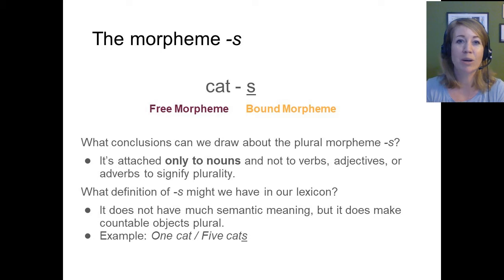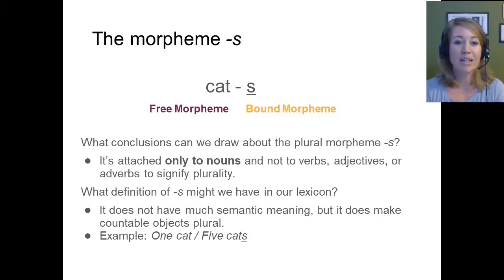And our first question was, what conclusion can we draw about the plural morpheme S? Well, it can only ever attach to nouns and not to verbs, adjectives, or adverbs. Because just as in our previous example, we saw the word pours. Pours ended in S, right? It ended in the same morpheme. But in that instance, the S did not mean plural.